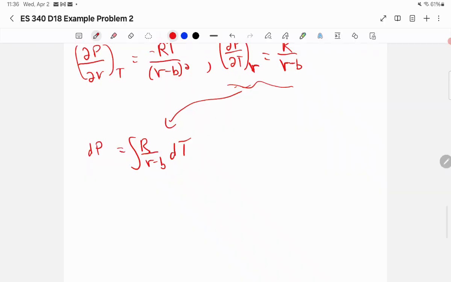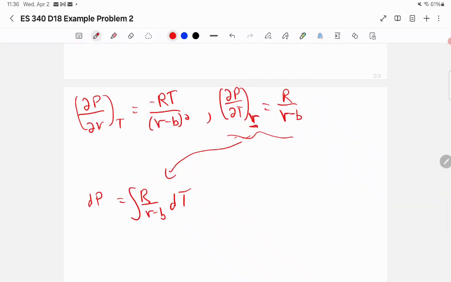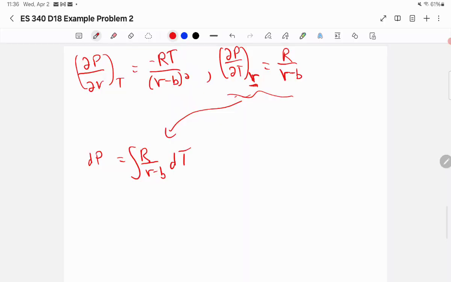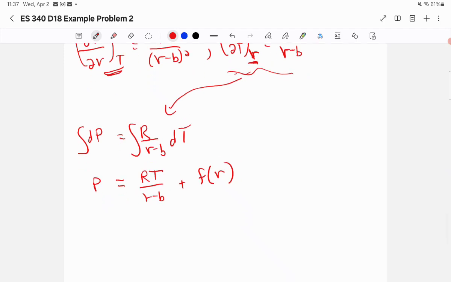But the problem is that, again, this is holding V constant, so when I take this integral, the first part should look familiar: we get P is equal to RT over V minus b. That part was simple, but the second part is that I have to add on, instead of a constant, a function related to the volume. If I'd done it on this side, the function would have been related to the temperature, because I'm holding temperature constant, but I didn't do that.